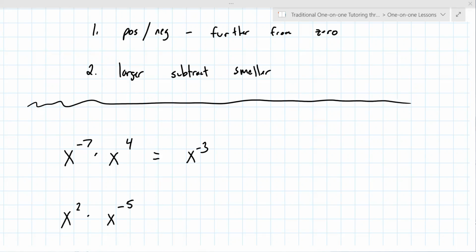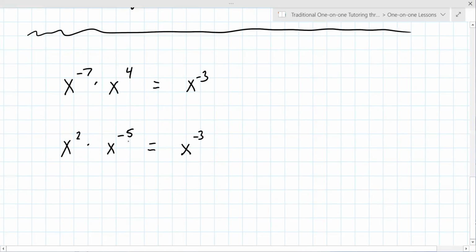x to the 3 squared. So this is the correct answer again, -3. And again, I'll just ask the same set of questions, always the same set of questions. Which is further from 0, 2 or -5? And the answer is -5. So the answer is negative. That's that part of it. And then 5 minus 2 is 3. That's where that comes from.